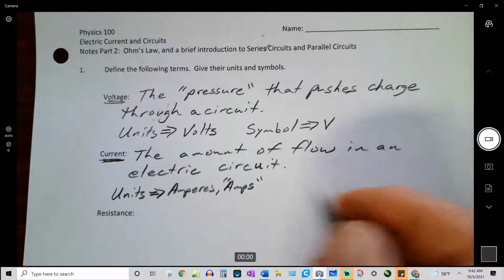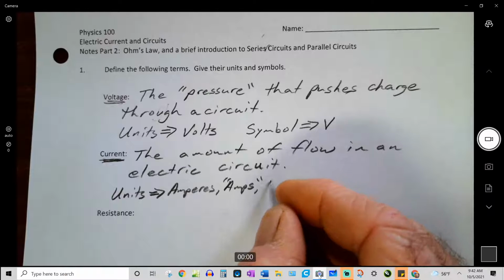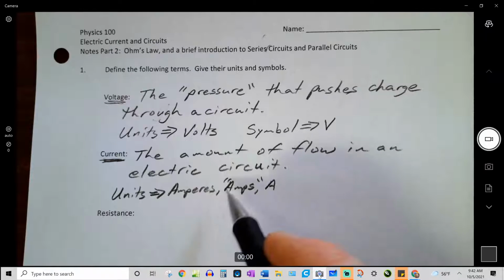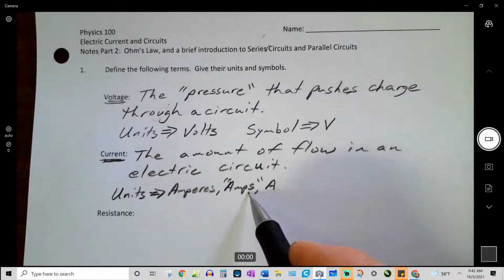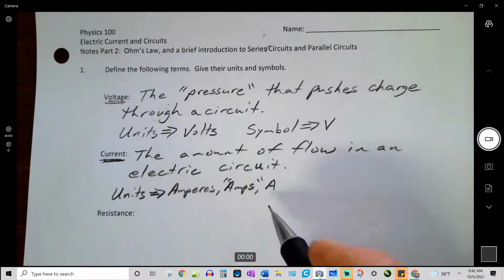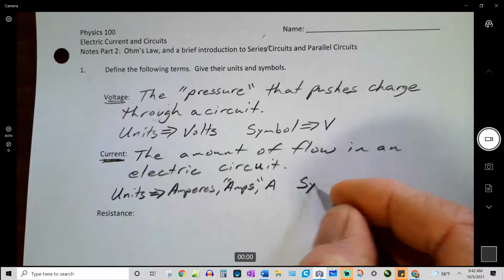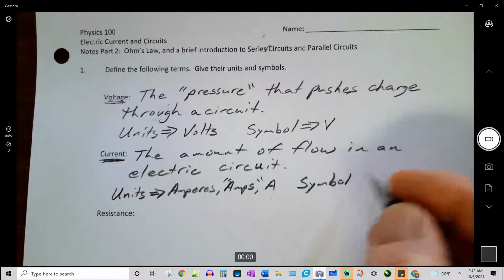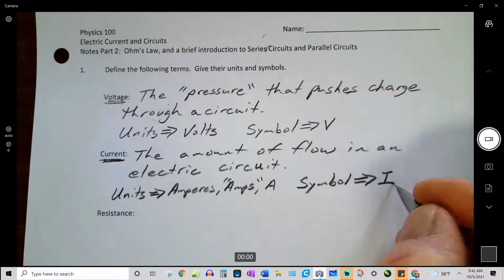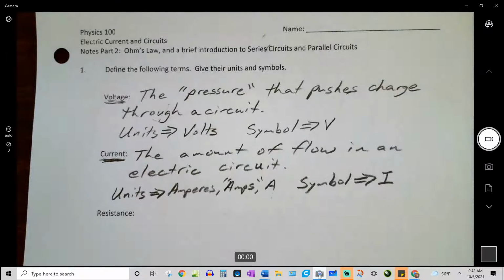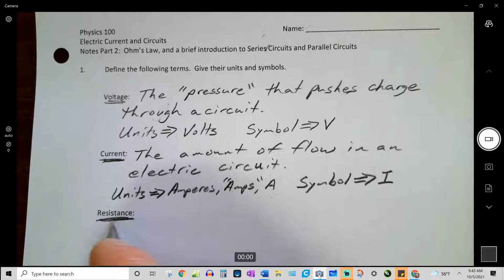And you can also just use the letter A. So the letter A on an electrical device is the number of amps or amperes, and that's the amount of current. But the symbol, when it's in a mathematical equation or in a diagram, I don't know why it is, but it's a capital I. No idea why. If you find out why current is an I, you let me know. I feel like maybe I've looked it up at some point, but I don't remember.